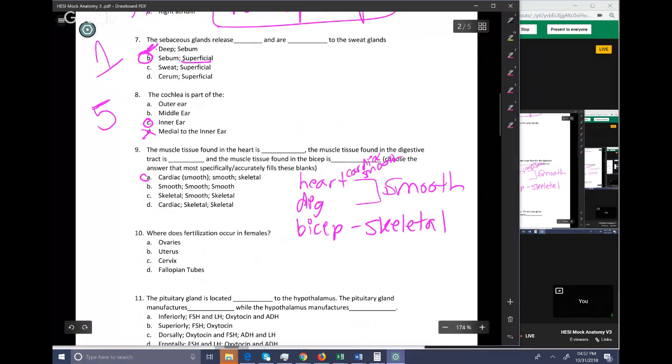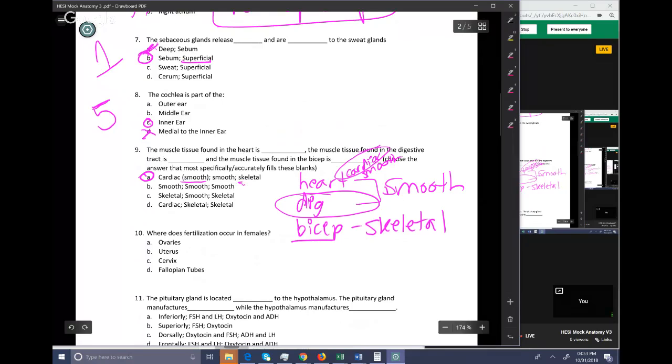So in this case, A is the answer. They did specify cardiac. Digestive, you can't specify a type of smooth. Digestive is just smooth muscle. And then the bicep would be skeletal. So cardiac, smooth is in parentheses, so that if you were a little bit uncertain there, hopefully you saw that and you were like, oh yeah, because cardiac is a type of smooth. All the others are wrong.